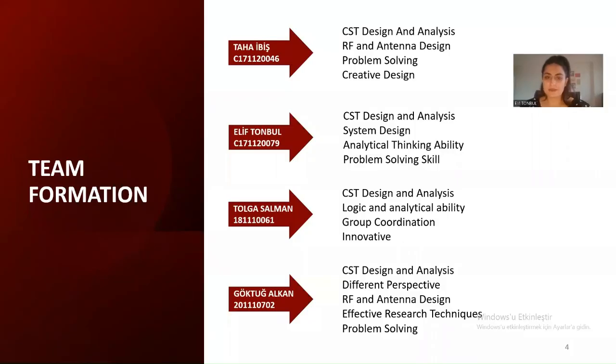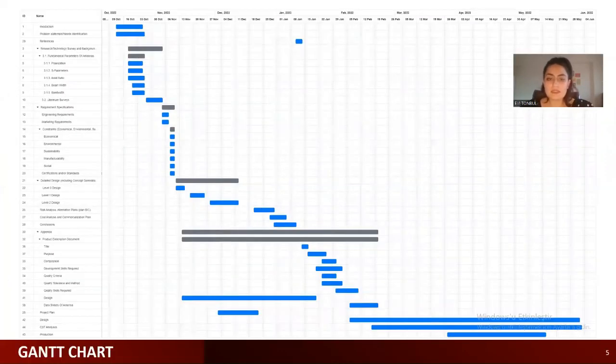Hi everyone, I am Elif. You can see our team formation. Team members' names are Taha İbiş, me, Göktuğ Alkan, and Tolga Salmi. You can see the Gantt chart on which we plan the business management for our graduation project throughout the year.